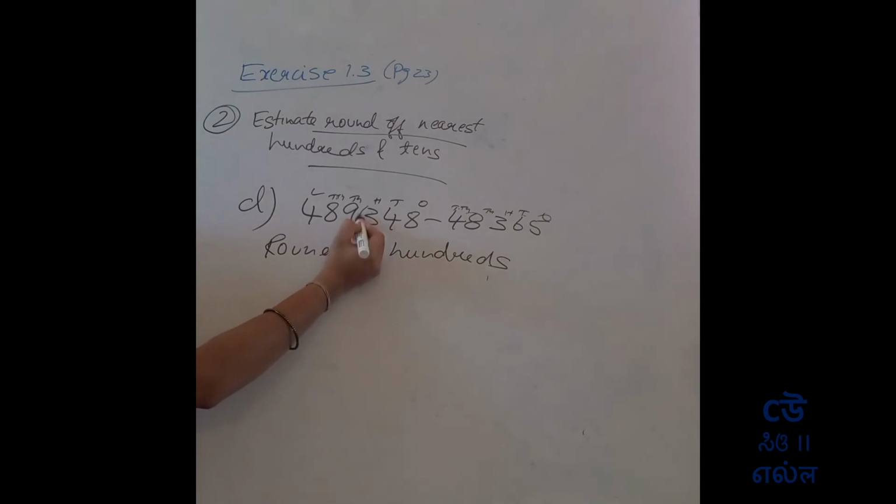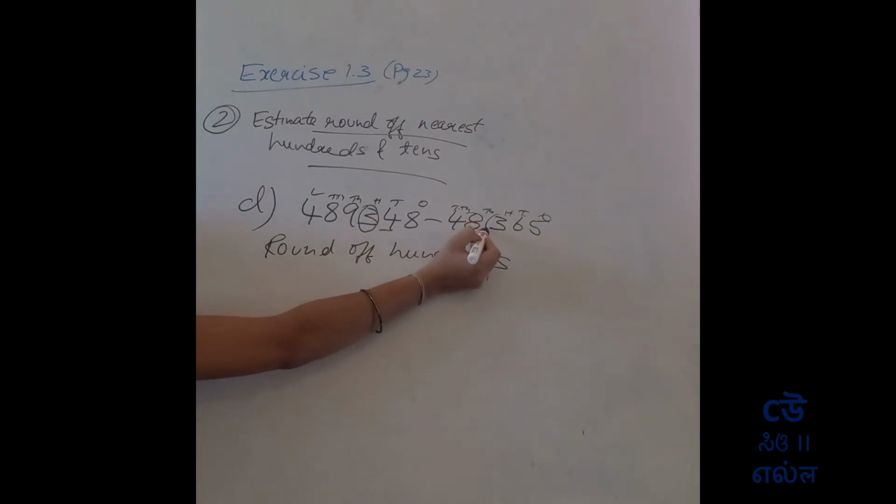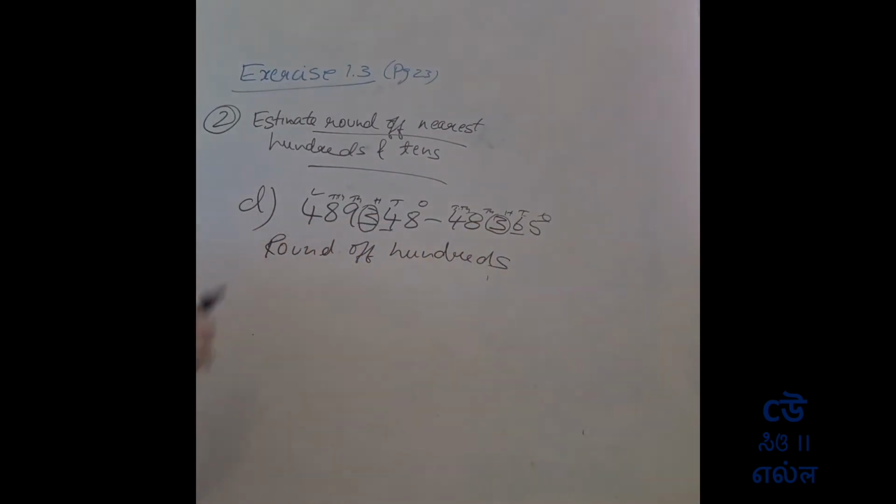So 300's place. So here, left side numbers, circle left side numbers, you write as it is. Next, here if we consider 4 is less than 5, so circle number will be as it is. Okay.